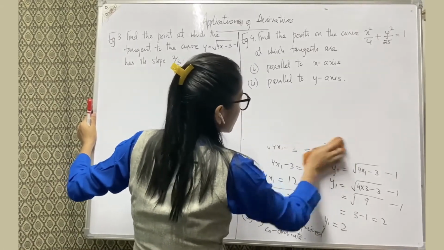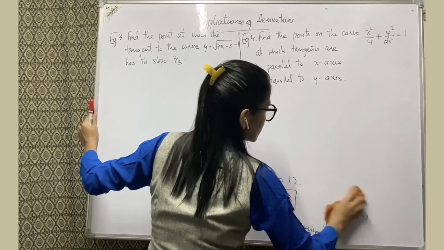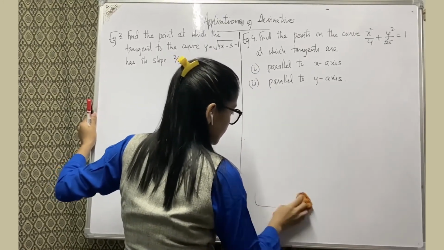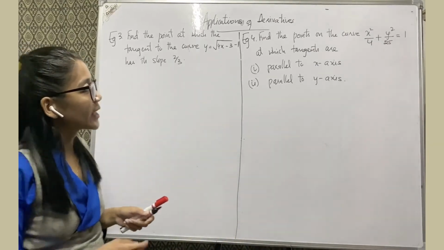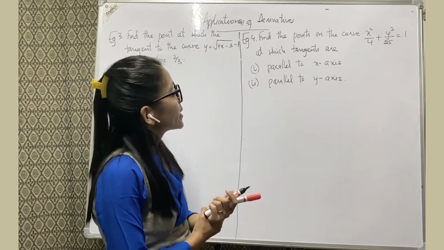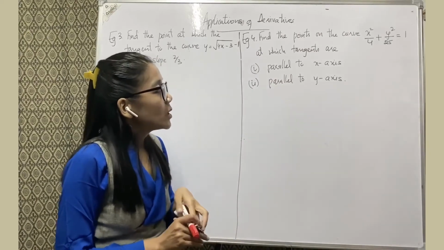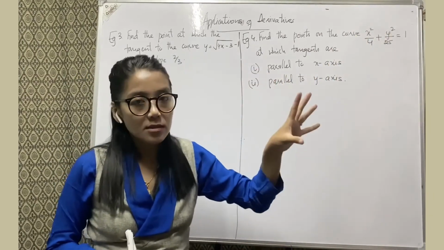So first you read the question. Find the points on the curve x square by 4 plus y square by 25 equals to 1, at which tangents are number 1 parallel to x-axis. Now x square by 4 plus y square by 25 equals to 1 is a curve, right?